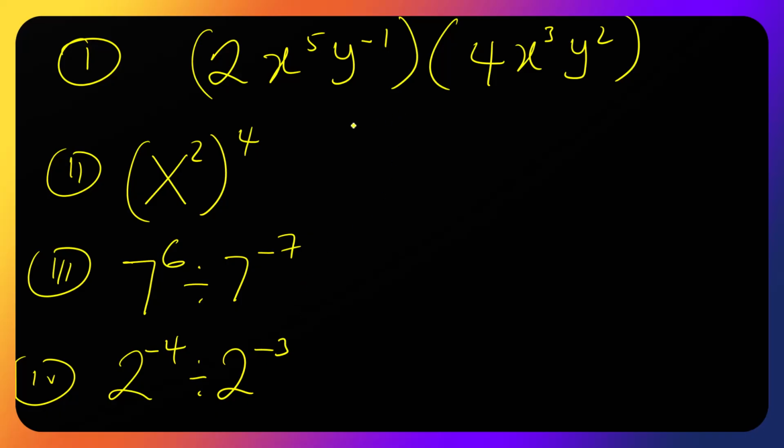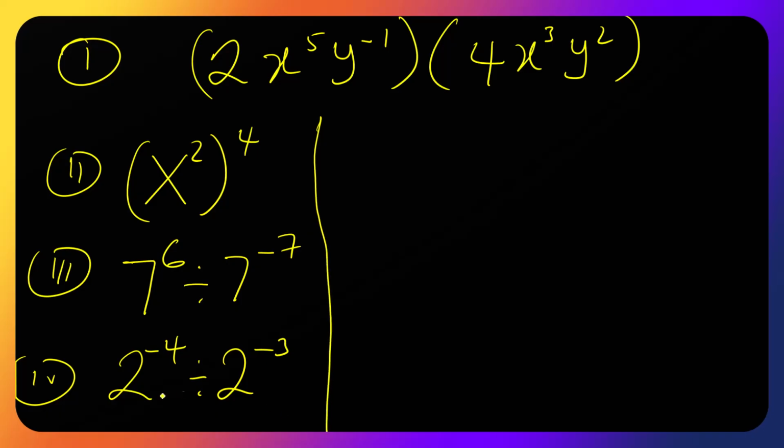Now, the first one, we have the first parenthesis and the second parenthesis. The first one contains 2x exponent 5, y exponent -1. And the second parenthesis is made up of 4x cubed y squared. All right, so how do we simplify this?